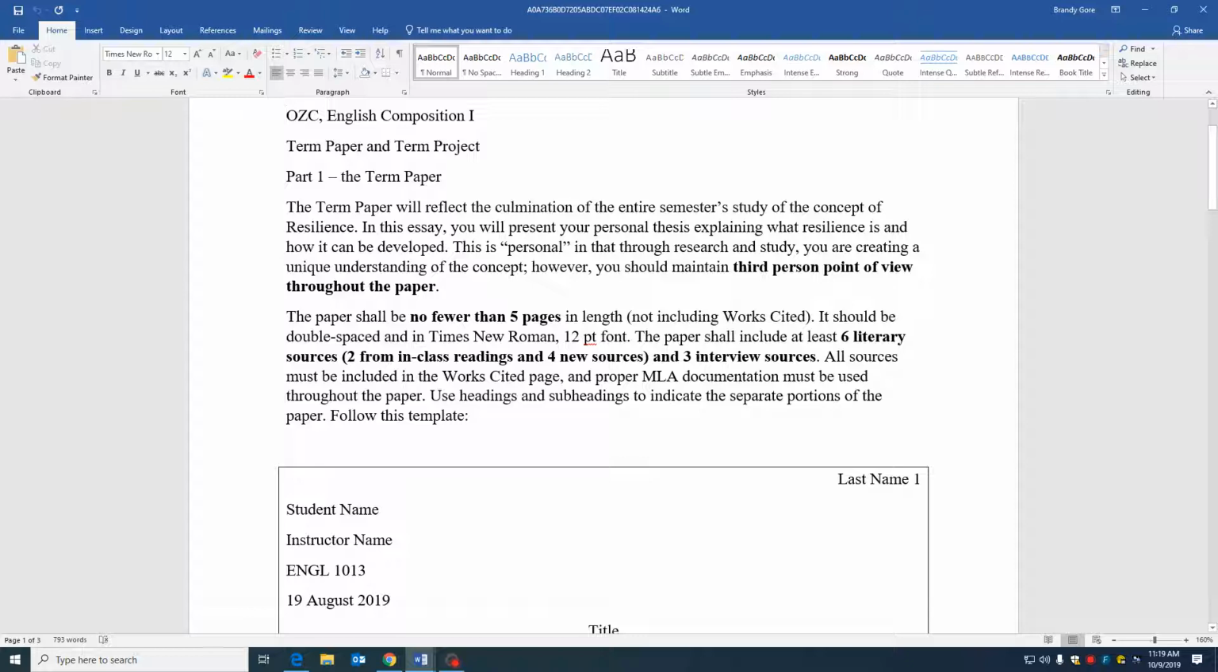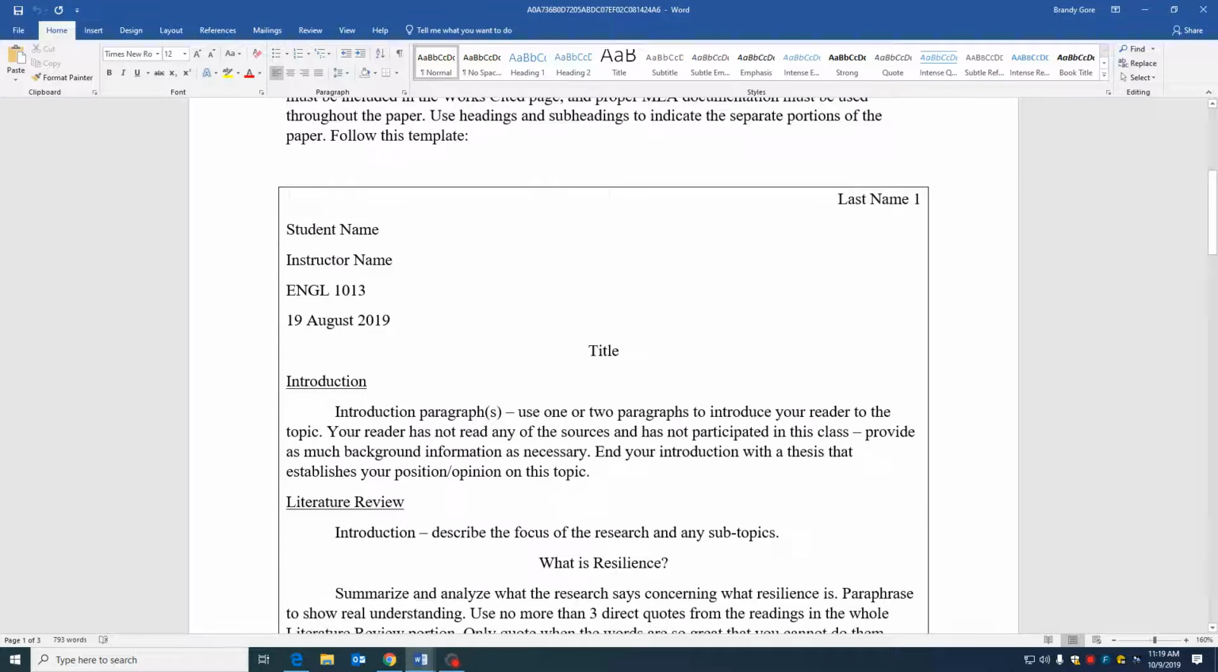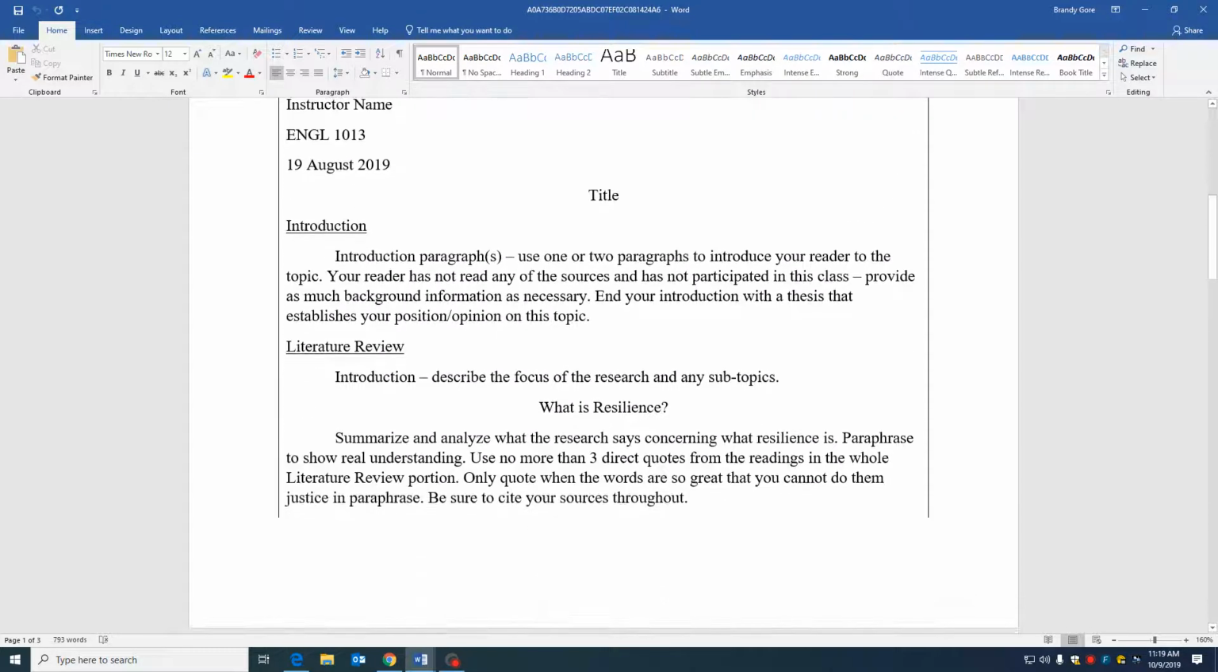Later on in the semester, we will be conducting interviews, and these are not like big events here. We're talking about people that you already know. Just trying to get other people's take on the idea of resilience. Remember that this entire semester and this entire project deals with the concept of resilience and the various issues that relate to resilience. So on this document, I show you how I want you to set up your paper.